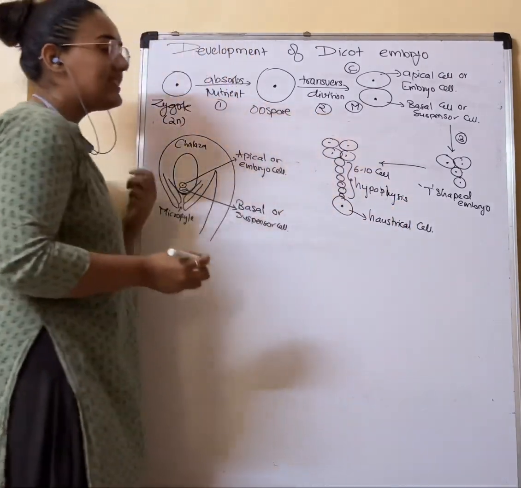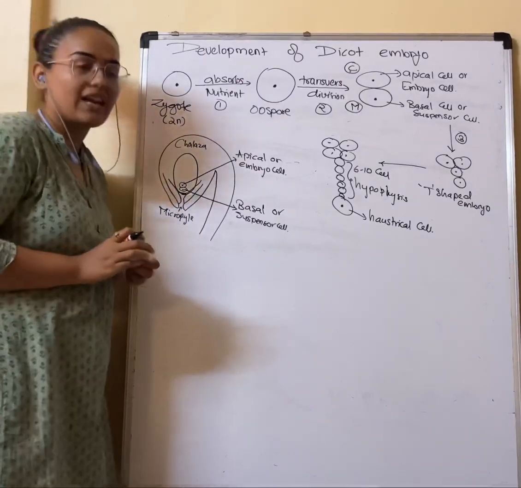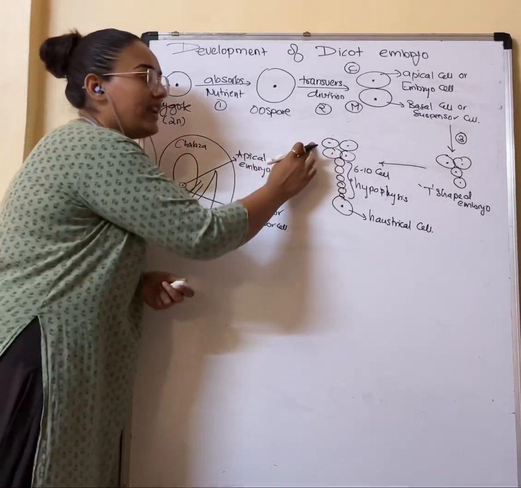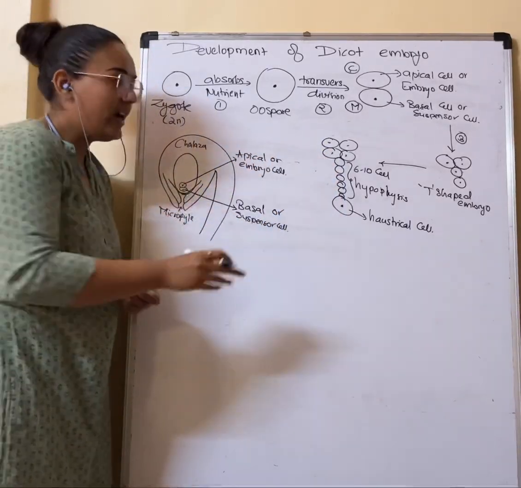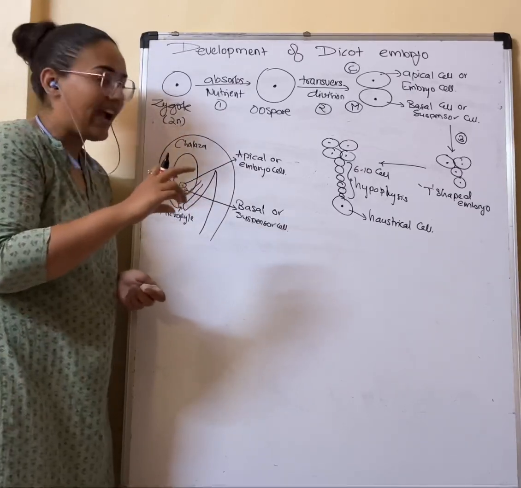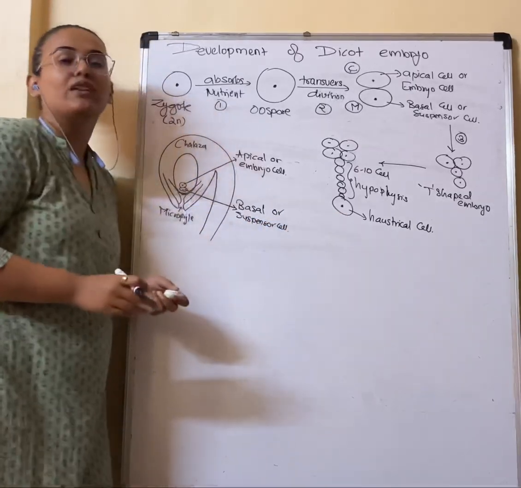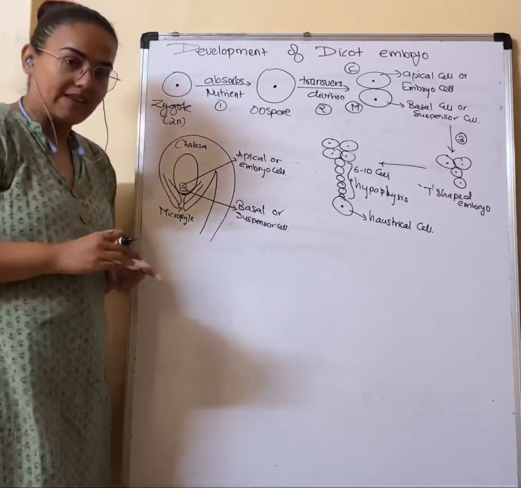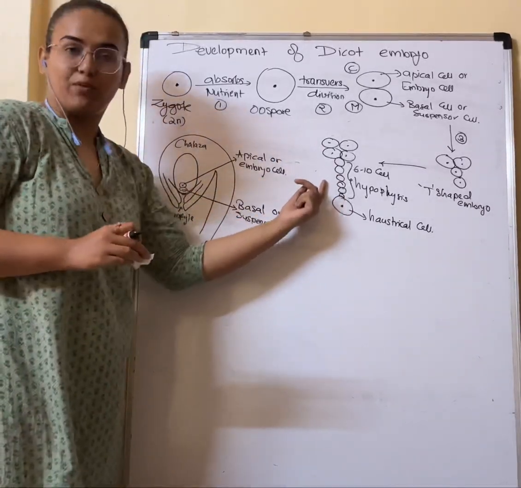Fine, it is called the hystrical cell. Is it clear over here? Right? The embryo is going to form a tetrad, whereas the 6 to 10 layer long cell chain is called the hypophysis, and then the last one will develop into a bulged structure that is called the hystrical cell. Now, what is the function of this hypophysis?